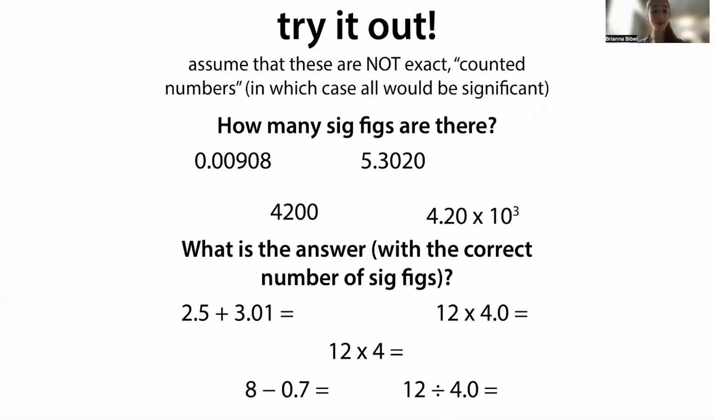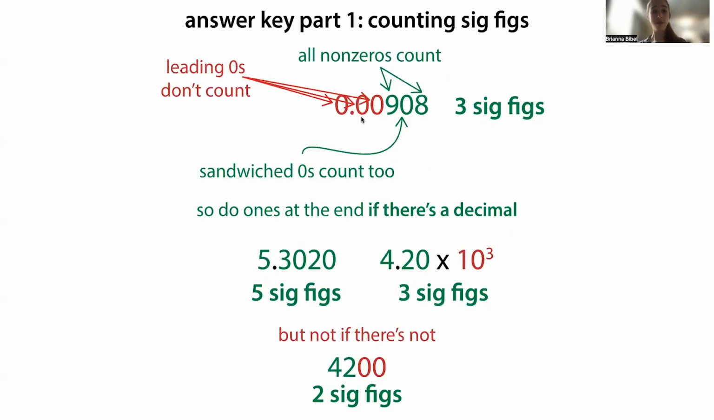Okay, so starting with determining the number of significant figures for 0.00908. Remember that leading zeros don't count. Those are kind of filler space. But the non-zero numbers do count, so the 9 and the 8 definitely count. And sandwich zeros count too. So in this case, we would have 3 significant figures.